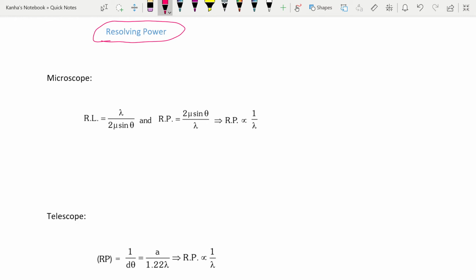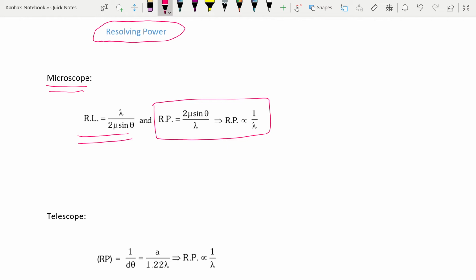Let's talk about the microscope. In reference to a microscope, the minimum distance between two lines at which they are just distinct is called the resolving limit, and its reciprocal is known as the resolving power. So your resolving limit is given by lambda by 2 mu sine theta, and your resolving power is 2 mu sine theta by lambda.